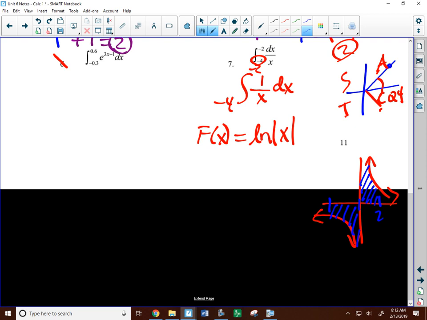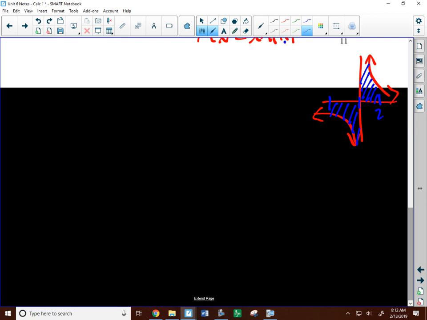So what's going to happen, if we didn't have the absolute value there, when we plug in -4, it'd be natural log of -4, which you can't do. So that's why we have the absolute value, so that here, when we have a -1, we can still make it work.